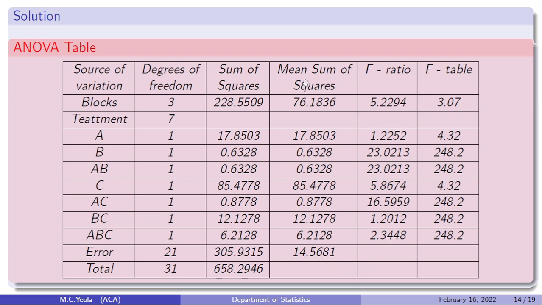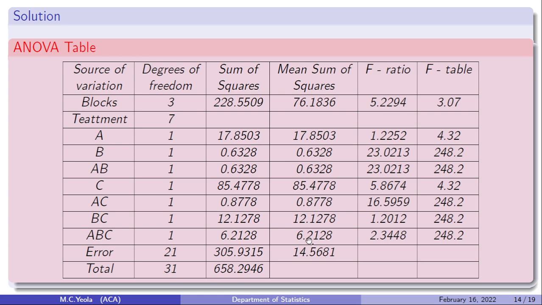Then after finding the mean sum of square, we go for the F ratio. How to get the F ratio? Corresponding mean sum of square divided by error mean sum of square. So this divided by 14.5681 gives this value. Then next we have 17.8503 divided by this, and we get this value. See, these two observations are less than this one here.